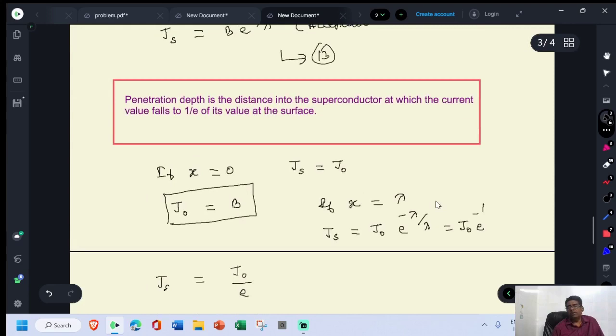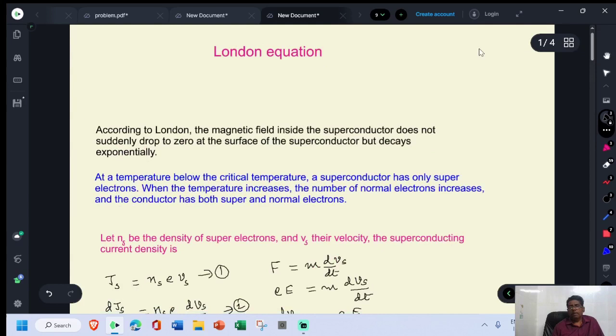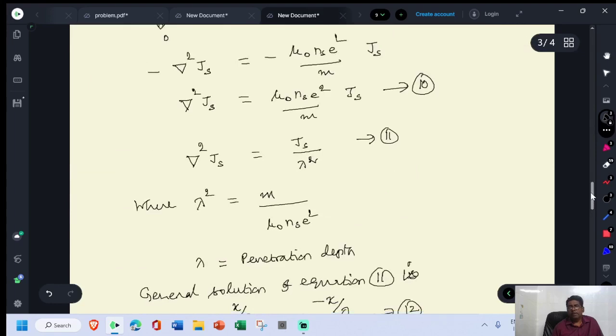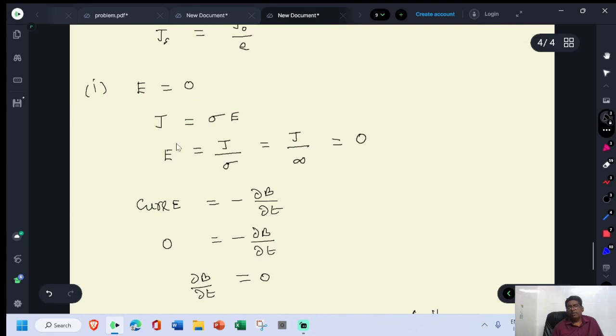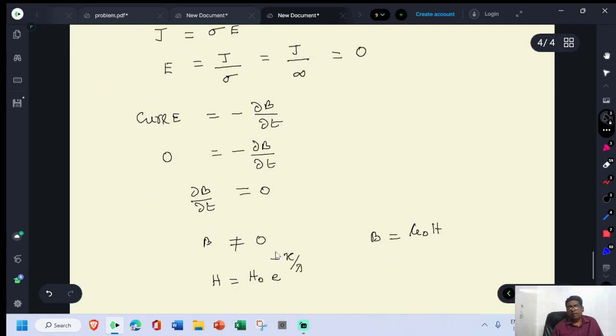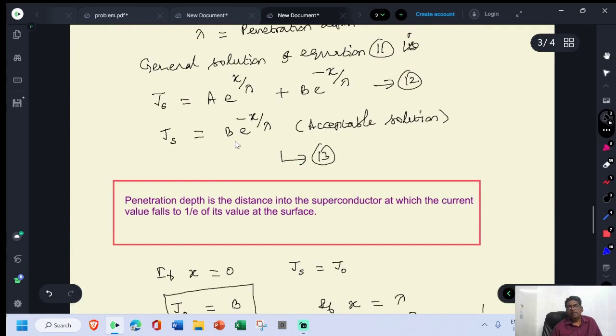Now read out this statement. According to London, the magnetic field inside the superconductor does not suddenly drop to 0 at the surface of the superconductor, but decays exponentially. This is an interpretation of London equation. London proved that E equal to 0. If E equal to 0, B not equal to 0, but B decreases exponentially. On the basis of Meissner effect, the value of B is exactly 0. Here, B is not exactly 0, but decreases exponentially by the equation H equal to H0 e power minus x by lambda. Here, lambda is the skin depth or penetration depth. See this, J is equal to B into e power minus x by lambda. Here B is a constant. The constant value is J0. That's all about the London equation.